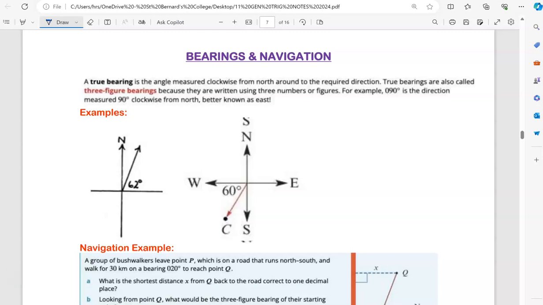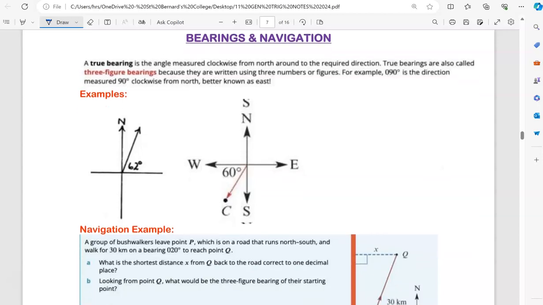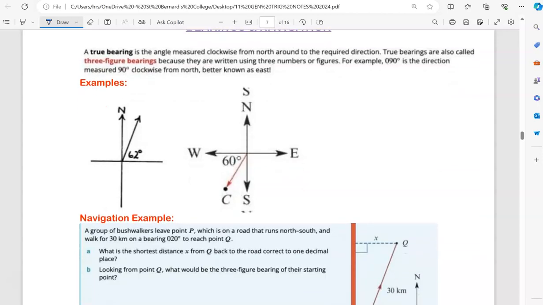Okay, so now what we're going to do is look at application questions, but we're going to set the diagram up using bearings. So bearings, we have a couple of ways we can say a bearing. If we look here, the first one it's talking about is a true bearing. So a true bearing is measured clockwise.